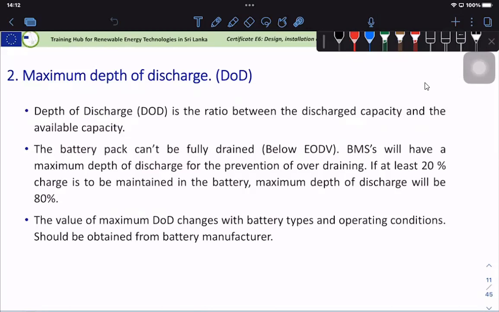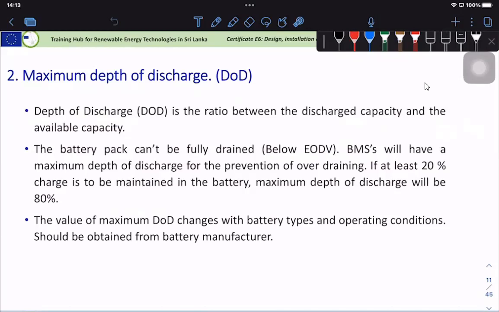So in that case, let's say we are using a 100 ampere hour battery. If we set the maximum depth of discharge to 20%, then only 80 ampere hours of energy can be obtained from the battery. So that is the maximum depth of discharge.